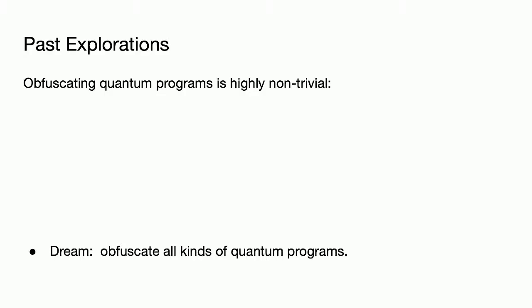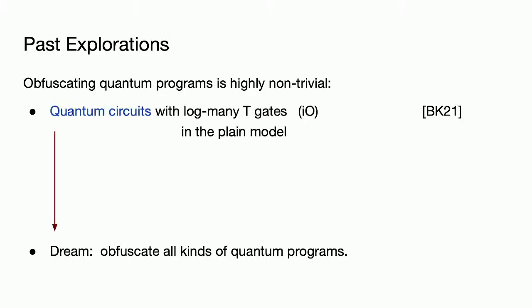As mentioned in James' talk, people have been exploring a variety of obfuscation notions and functionalities. For example, Broadbent and Kazmi show how to obfuscate quantum circuits that have a logarithmic number of T-gates, and they achieve quantum I/O in the plain model. Subsequently, people have made some other efforts, but still far away from obfuscating general quantum programs. And given that obfuscating quantum programs is hard, people are willing to consider stronger models than the plain model and see if we can obfuscate more programs in stronger models.